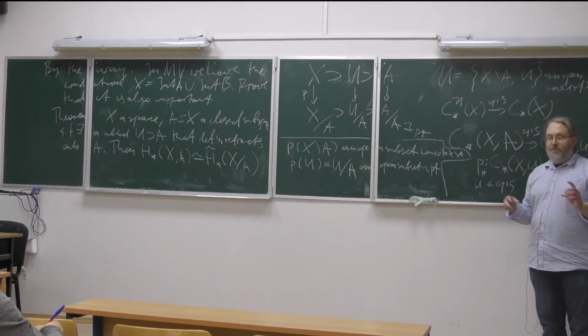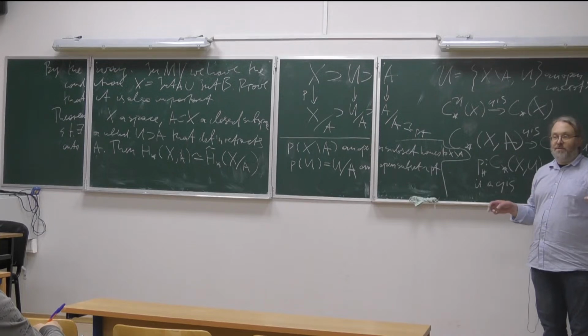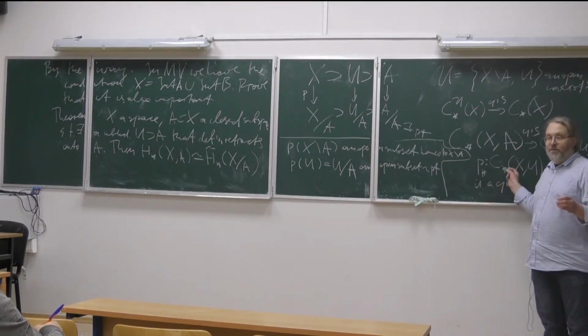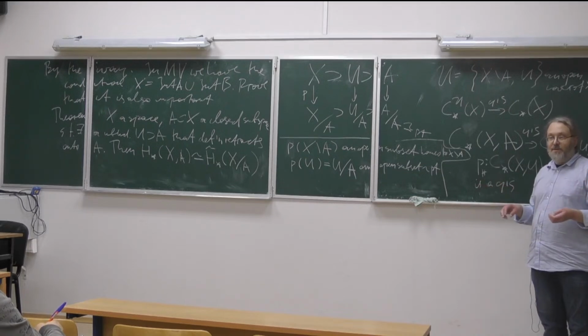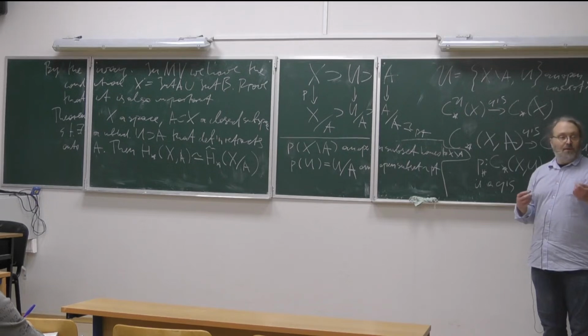By the way, I've used this word a few times, but does everyone understand what this word means? A quasi-isomorphism is a chain map of complexes which induces an isomorphism of the homology groups.